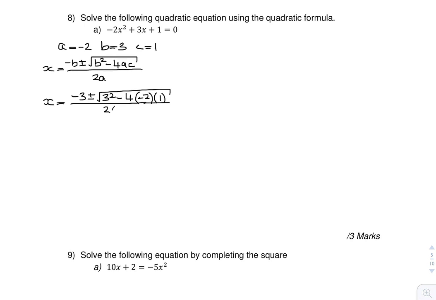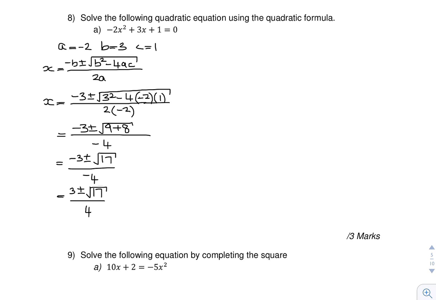After which, we're looking to simplify this, so we'll have x equals negative 3 plus or minus the square root of 9 plus 8, all divided by negative 4. 9 plus 8 is 17, so negative 3 plus or minus the square root of 17 is equal to negative 4. We can cancel out those negatives, leaving us with 3 plus or minus the square root of 17 divided by 4, which is our end solution.